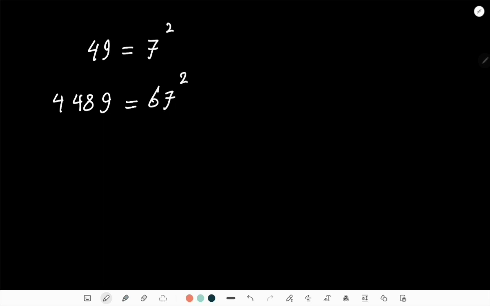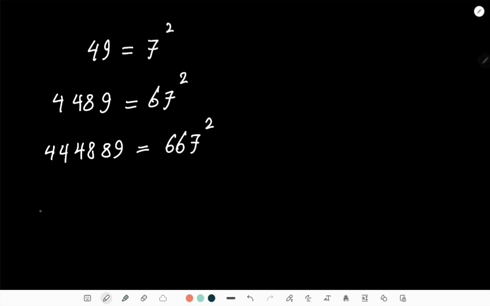And then the problem says if you place another 48, so we have 4, 4, 89 here in between, this becomes again a perfect square, 667 to the power of 2. And if we repeat the same procedure, we always get a perfect square. So the question is, why is it always a perfect square? So we would like to prove that.